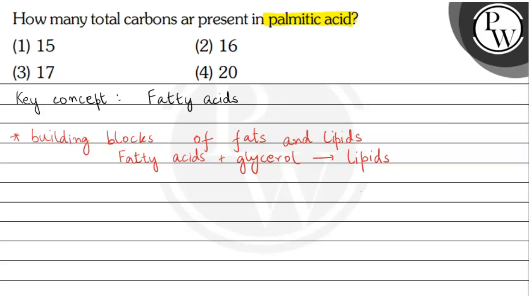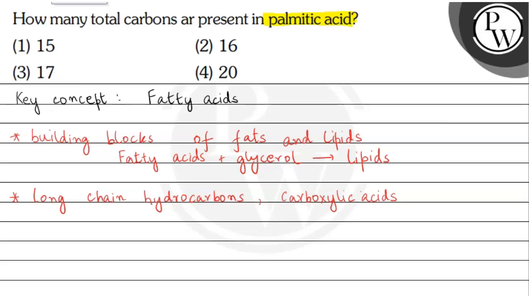Now these fatty acids are actually long chain hydrocarbons, so they have several carbon atoms present in the fatty acid chain. These long hydrocarbon chains have a carboxylic acid attached to one of their ends. This carboxylic acid is what makes the fatty acids a particular type of acid.